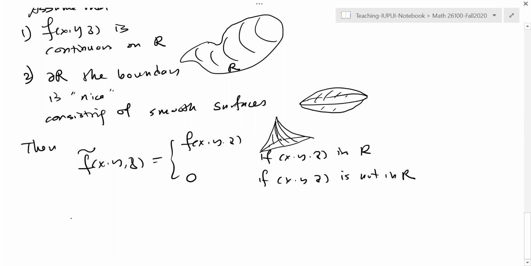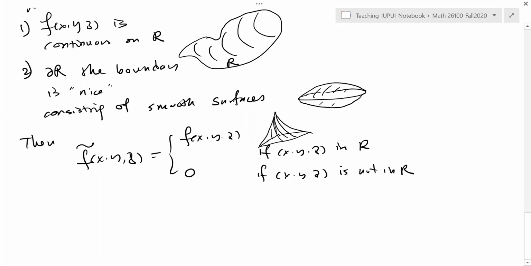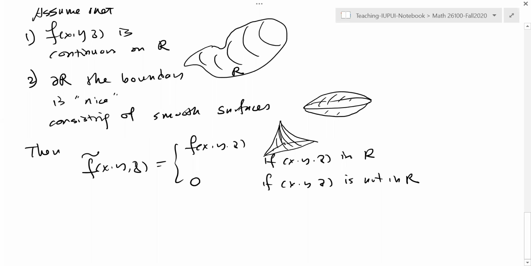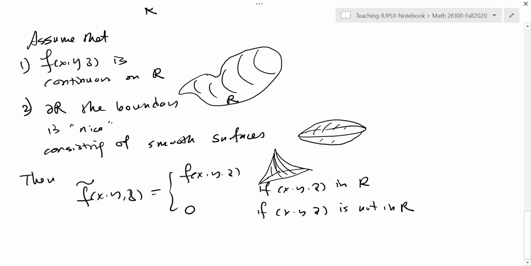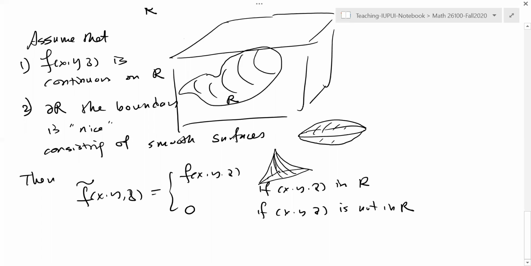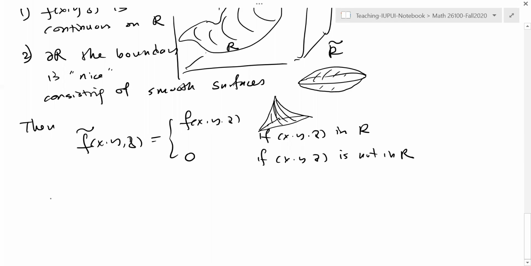this function is integrable on the cube cover. So let me draw the larger cube. This is a larger cube, an arbitrary cube covering that. This is a box, it's not a cube. This is called R2. Then this function is integrable. Integrable means the limit exists.